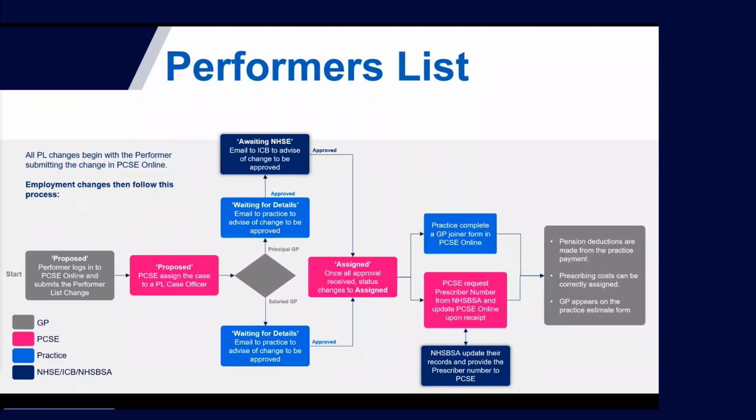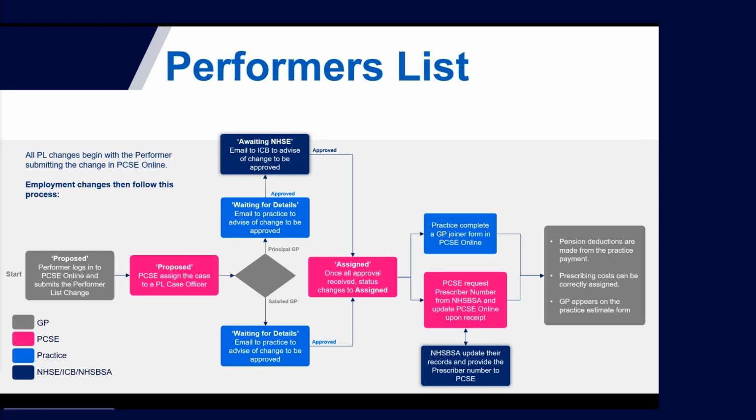Now, once that has been submitted to PCSE, we will then either assign it to you guys at the practice, which would then be waiting for details status. Now, if it's a salaried GP, it will just be down to the practice to approve. If it's going to be a principal GP who's going to be a partner at the practice, that will then include the ICB approval because it involves a contract change. So once you receive that approval, it will be the practice manager that has the role in PCSE Online at the practice that will be responsible for actioning that change.